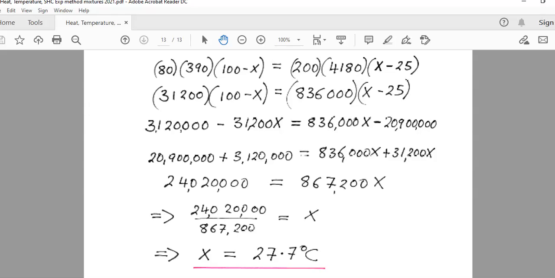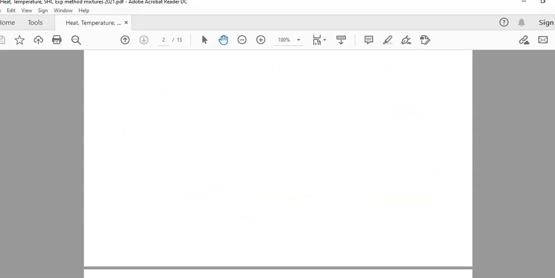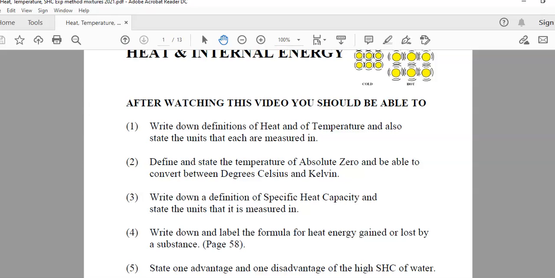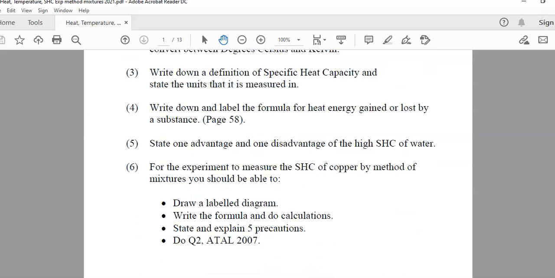Anyway, at the end of this, you should go back up to my little checklist. See all those definitions. Have you learned them? The experiment. Do you know those things? And how do you know those things? Well, by actually doing questions and by actually writing these things out.